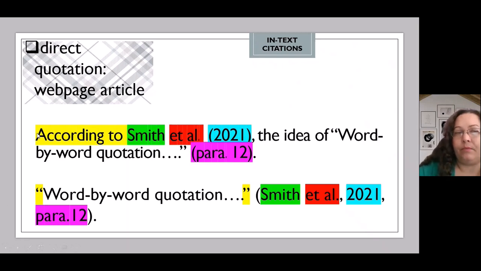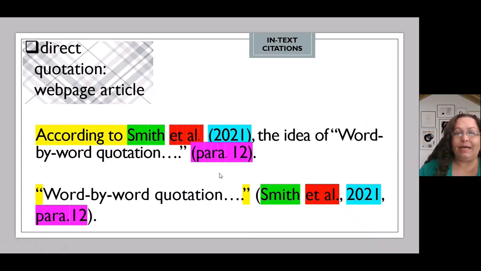So if we have an introductory phrase, then we'll go with the introductory phrase, first author's last name, et al., if there are more than two authors, period. Open parenthesis, year of publication, close parenthesis, comma, provide the quote between quotation marks, close that quote, then open parenthesis, para, P-A-R-A, that is an abbreviation for paragraph, period, the number of the paragraph, close parenthesis, period.